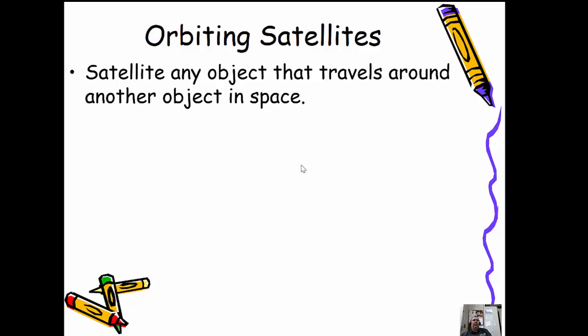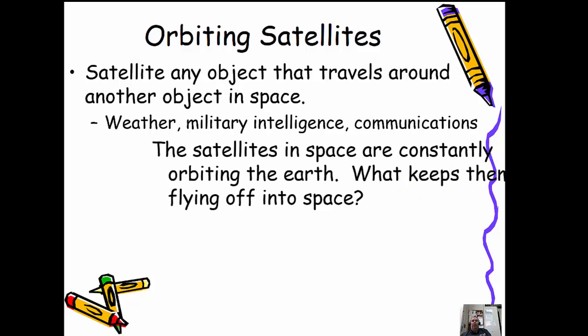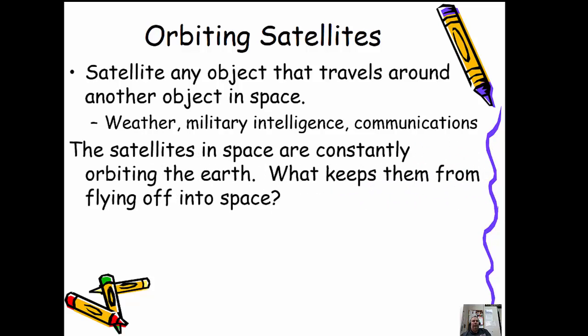But if we put something out there like a telecommunication satellite and it's traveling around the Earth, that's just going to be a man-made satellite, but it's still traveling around the Earth. Weather, military intelligence, communications, those are all satellites that we have orbiting around the Earth that are going to help us with some sort of communication.